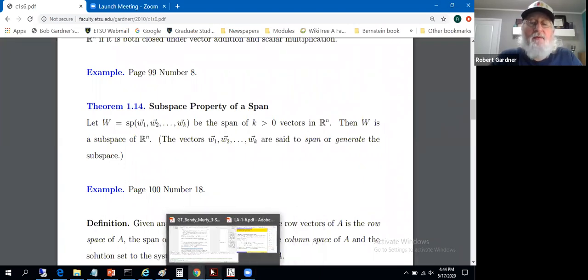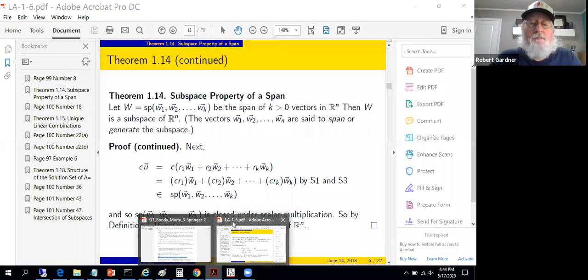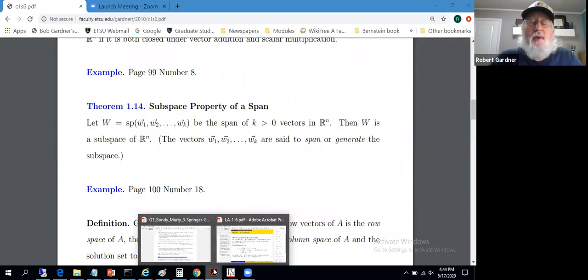Where we have, as a subspace, a collection of vectors from Rn that's closed under what? Well, linear combinations: vector addition and scalar multiplication. Let's illustrate it.